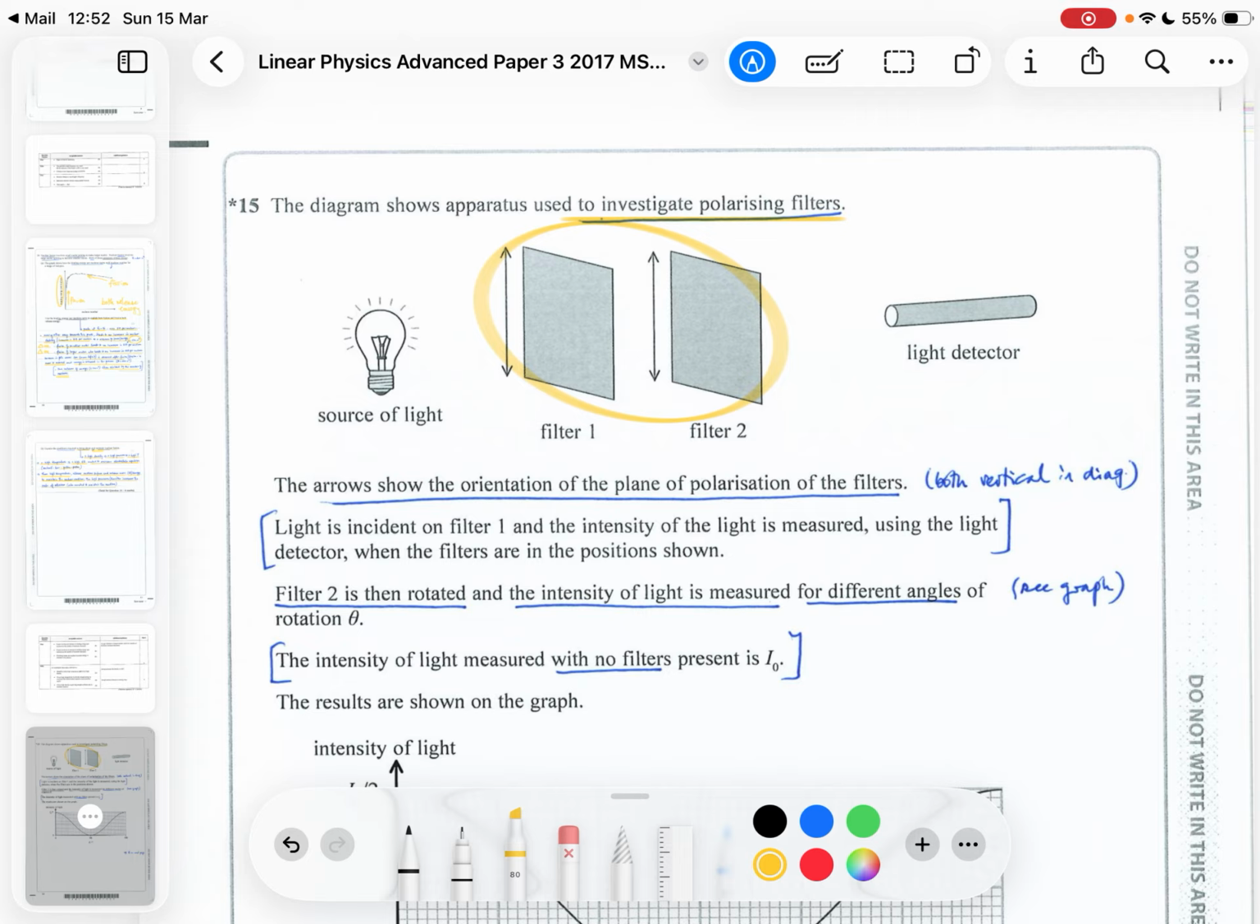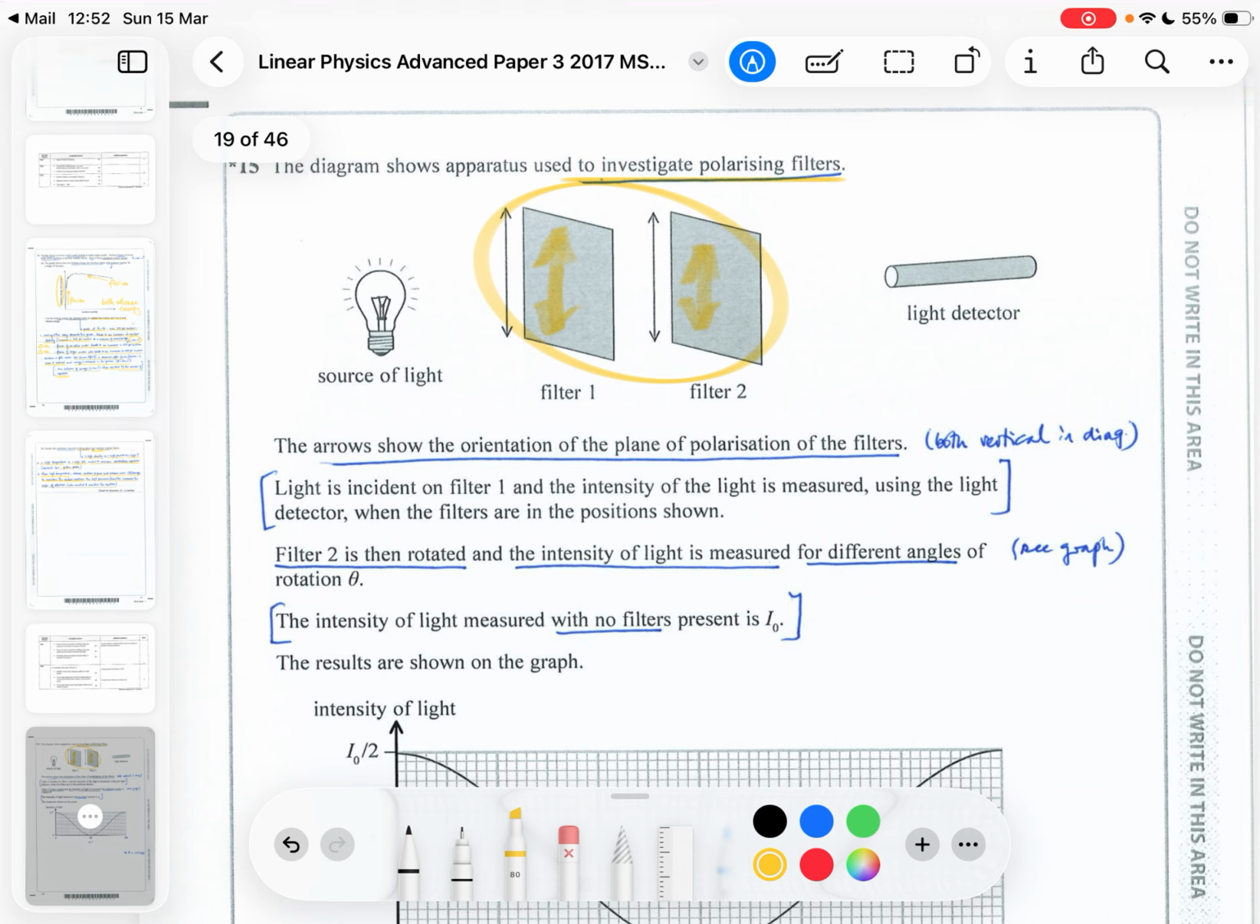So the light that's vibrating in this plane, up and down, will get through both filters. But the components of light going at right angles to the filter orientation will not get through. So at this stage, only 50% of the original light will get to the detector. The arrows show the orientation, as I explained, of the filters.